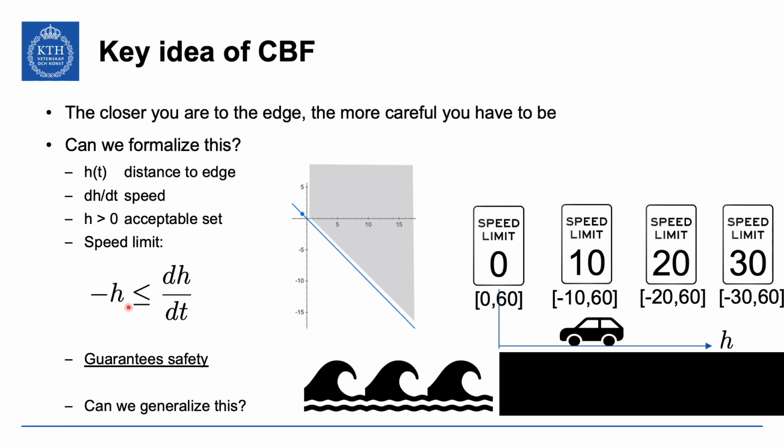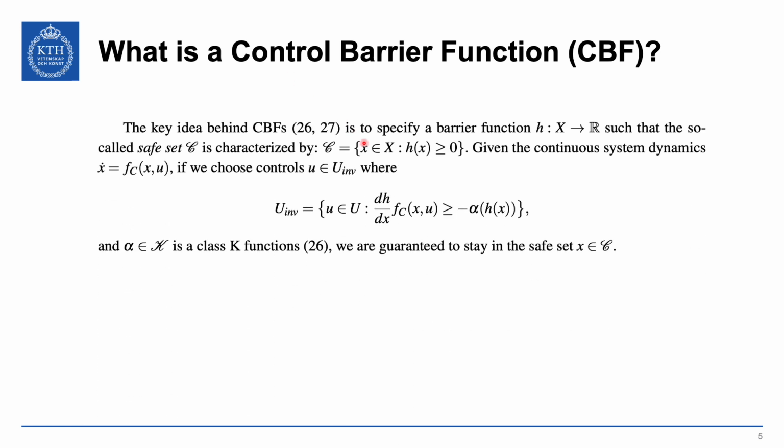So can we generalize this? I mean, this principle is kind of natural to humans, and here we have an equation that we kind of pulled out of our sleeves, more or less, given this example. But can we generalize this? And yes, we can, and that's what control barrier functions are. So here comes some math.